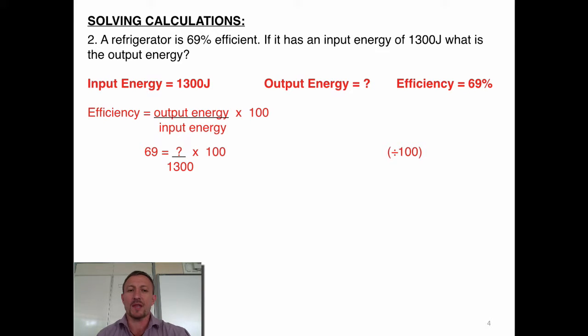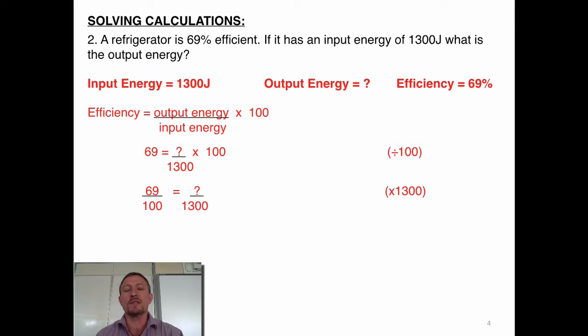So let's start off with the 100. Now that 100 there is multiplying the question mark. So I want to take it to the other side of the equal sign. If it's multiplying on one side and I want to take it to the other side, I need to divide by 100. So I get 69 divided by 100 equals question mark, or the output energy, over 1300.